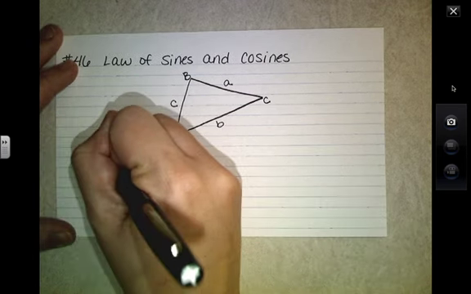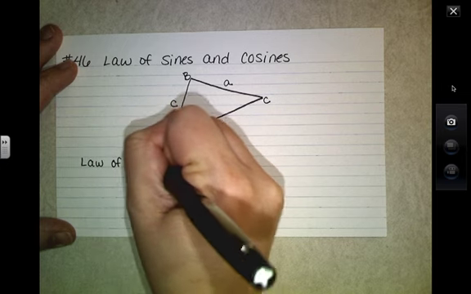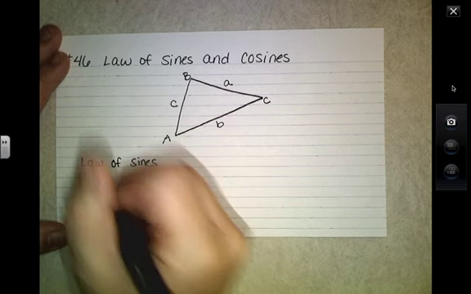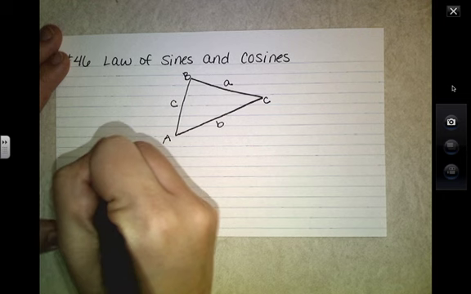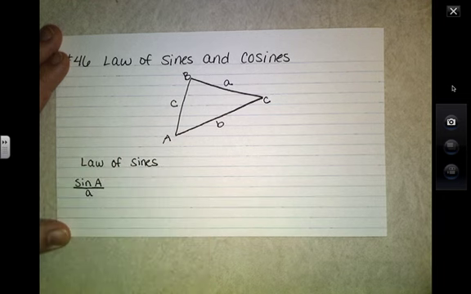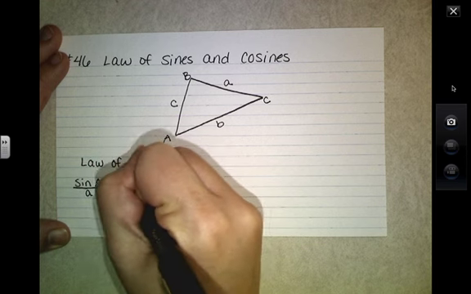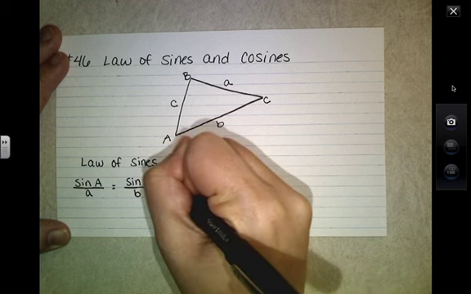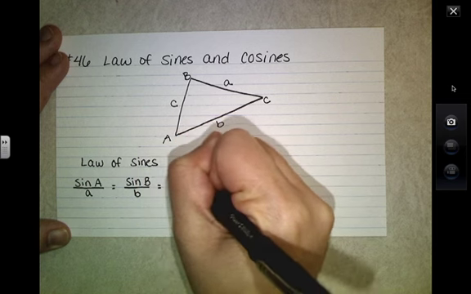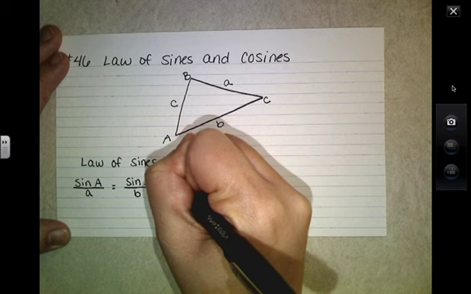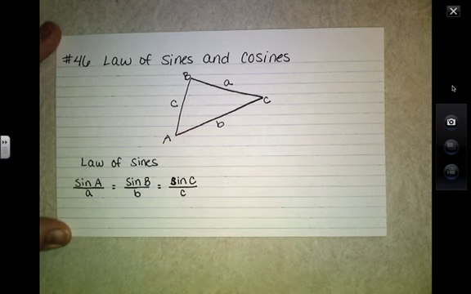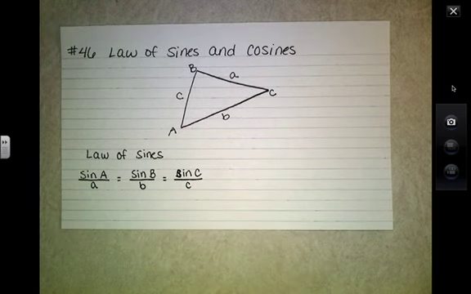The law of sines is a proportion. It tells us that the sine of angle A over side A is in proportion to the sine of angle B over side B, and also in proportion to the sine of angle C over side C. That's your law of sines. You would choose whichever two are helpful to the situation that you have, set up a proportion and cross multiply to solve.